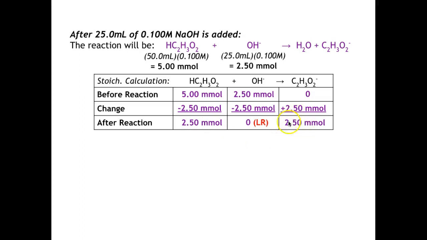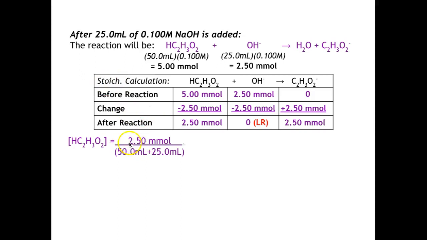So at this point we are going to be a buffered solution because we have weak acid and its conjugate base. So now that we've done BCA, we know the initial moles of acid in our solution as well as conjugate base. Then we need to convert millimoles back to molarity, so we have to take the total volume. We had 50 milliliters from the acid, and to that we added 25 milliliters of base, meaning our total volume now is 75 milliliters.